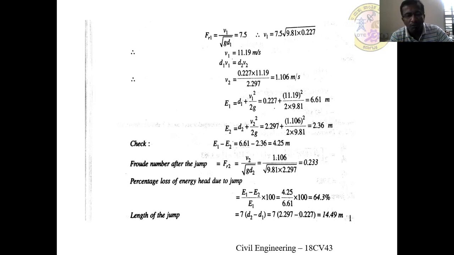And we are asked to find the percentage loss of energy due to the jump. It is given in terms of percentage, which is (E1 minus E2) by E1 into 100. Expressing the loss of energy as a percentage gives around 64.3%. And the length of the jump varies from 5 to 7 times the height of the jump. Here it is taken as 7 times (D2 minus D1). So the length of the jump is 14.49 meters.